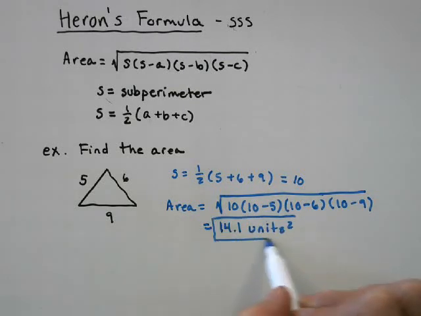So Heron's formula is a nice one because if you can measure the three sides of a triangle, you can find its area. You don't necessarily need its perpendicular height. So that is the law of cosines and a few alternative formulas for area.